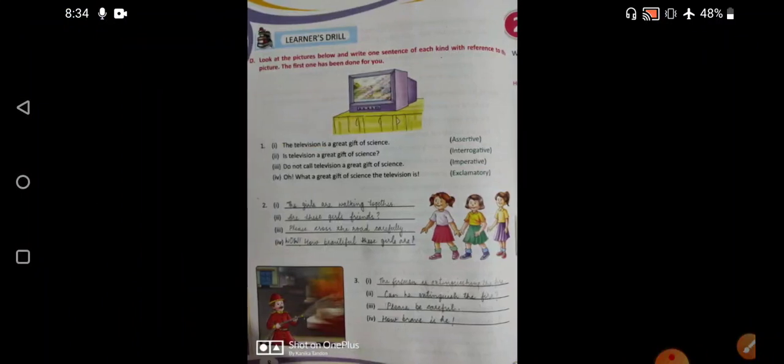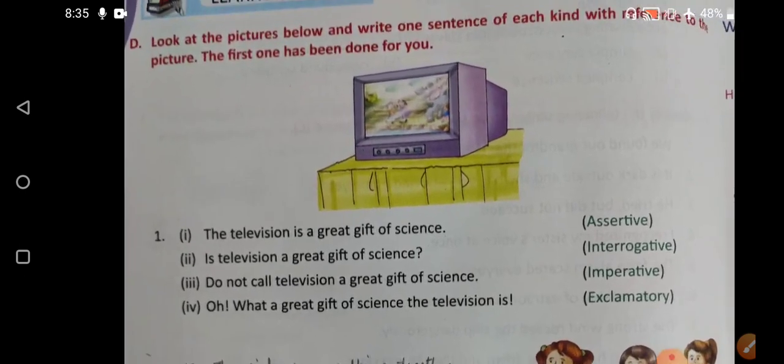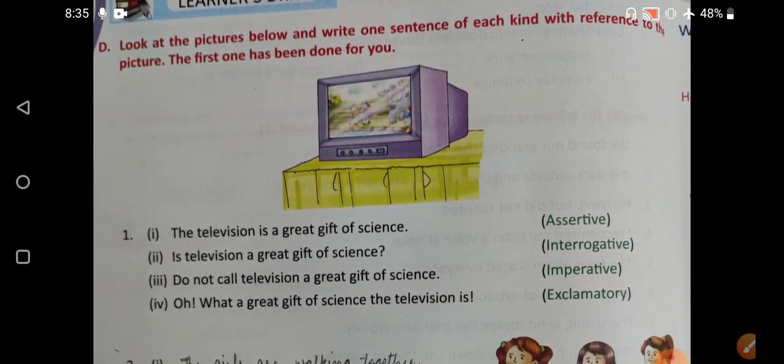Coming on to the last exercise of this chapter, which is on page number 8. Look at the picture below and write one sentence of each kind with reference to the picture. First one has been done for you. So what we have to do, we have to look at the picture and then write the sentences, assertive, interrogative, imperative, and exclamatory. That is one type of each.